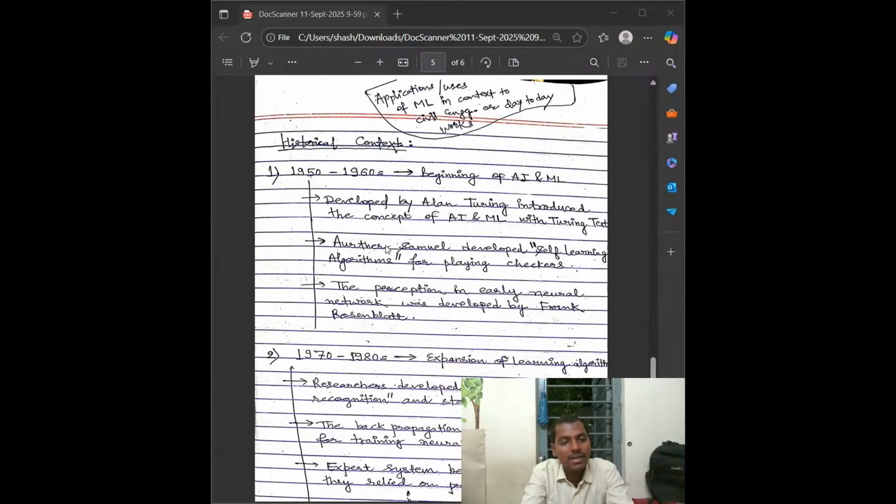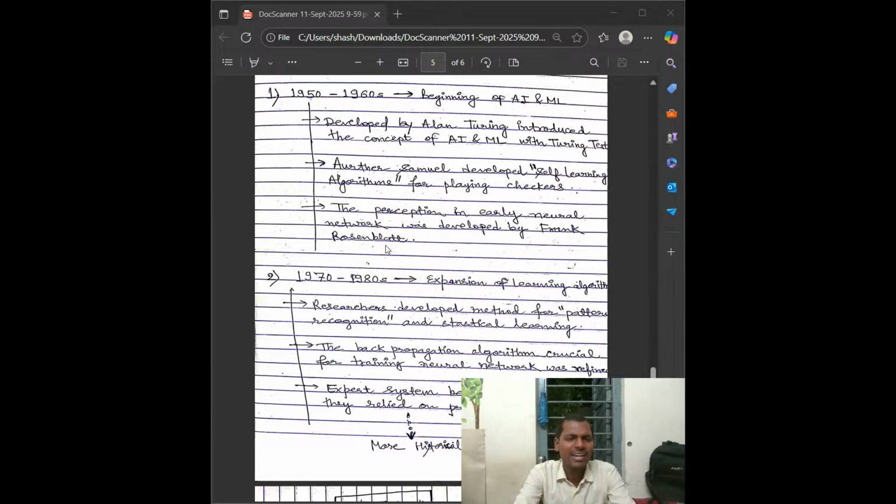And there is a thing called the perceptron, which we will study in neural networks. The early perceptron in neural networks was discovered by Frank Rosenblatt. He developed the early perceptron, which we covered under the architecture of neural networks. So that is what happened from 1950 to 1960. Basically, that is the history, or we can say the beginning, of AI and ML.